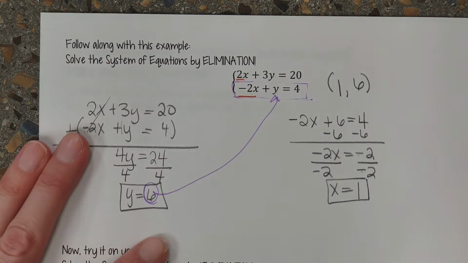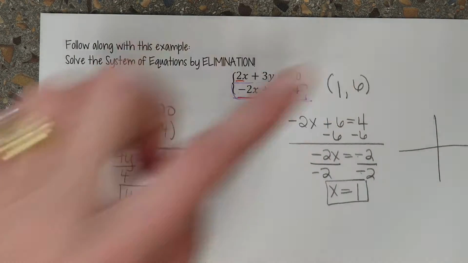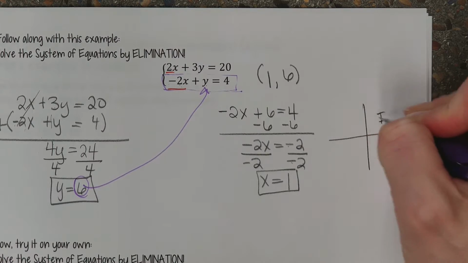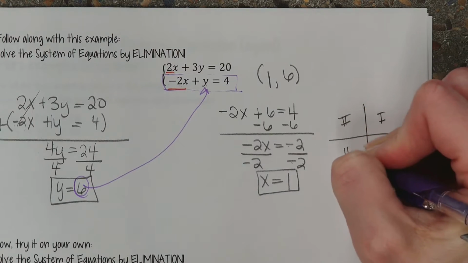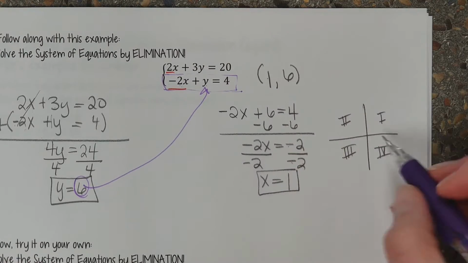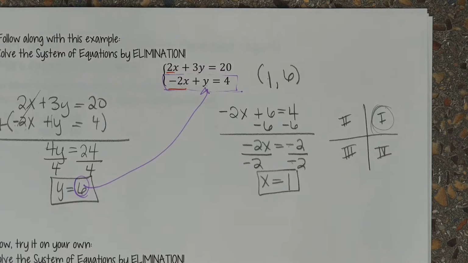Now, remember, I've been asking everybody this: what quadrant does this one fall in? If I was to graph this, which quadrant would it fall in? Remember, this is 1, this is 2, this is 3, and this is 4. Since they're both positive, I would go over and up, so it's going to be in quadrant 1.